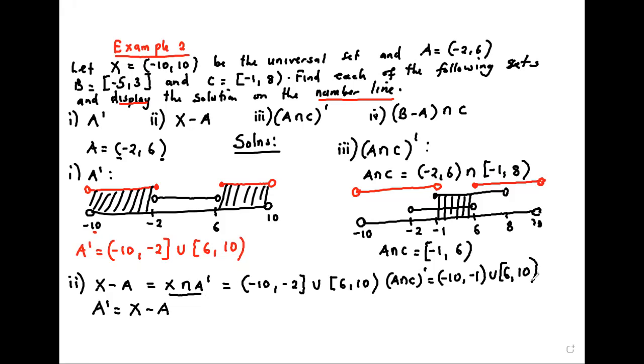Okay, so that's how you get the A intersection C complement, and then the number line of it is indicated here. And this is the number line of it in blue. So in black, it's A intersection C, and the other one is A intersection C complement in blue.